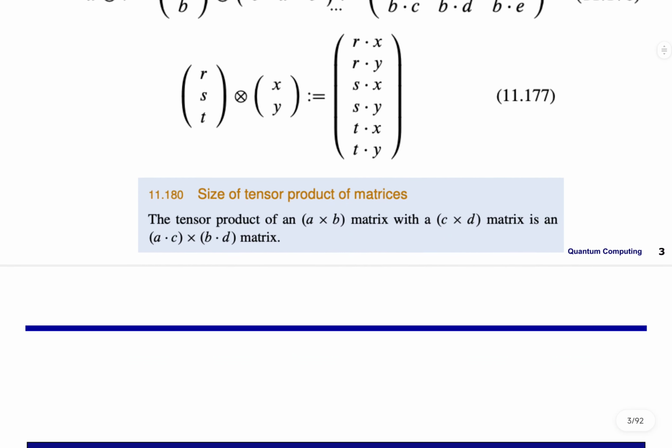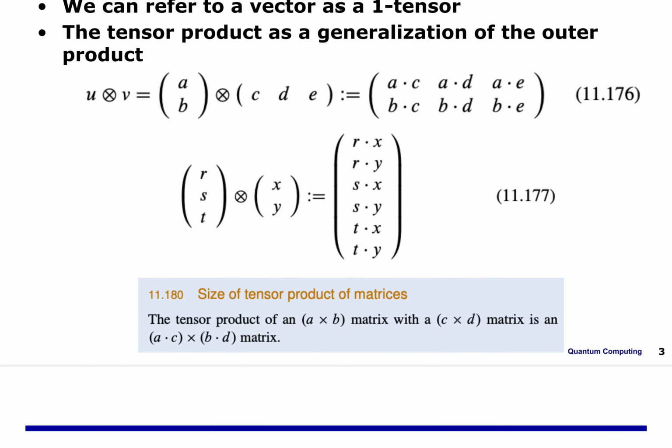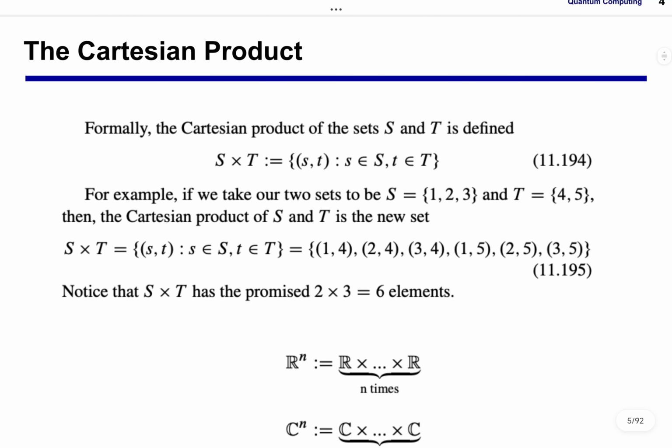What is the size of the product? A times B, C times D, I think means what? A times C times B times D. How can we understand A times C, B times D? It means each element in the first is just like a scale to the second.